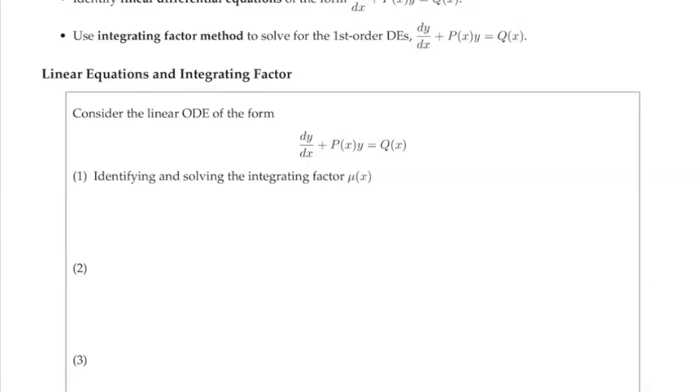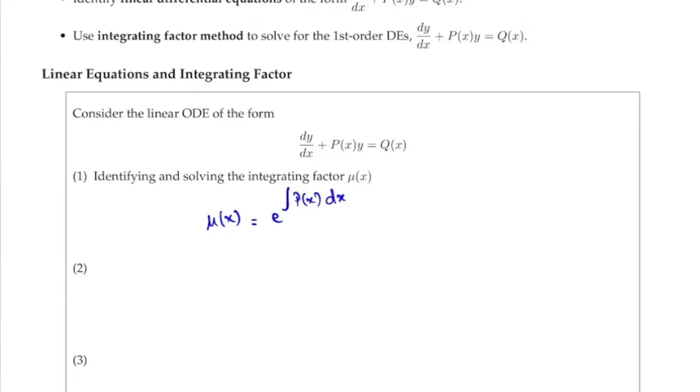Again, when q of x is equal to 0, then you just solve the differential equation using separation of variables. But in this case, after identifying p of x and q of x, you introduce a new term. It's called the integrating factor. It's written as mu of x. And mu of x has the formula: mu of x equals e to the integral of p of x dx. So you need to evaluate this integral to find the value of mu of x.